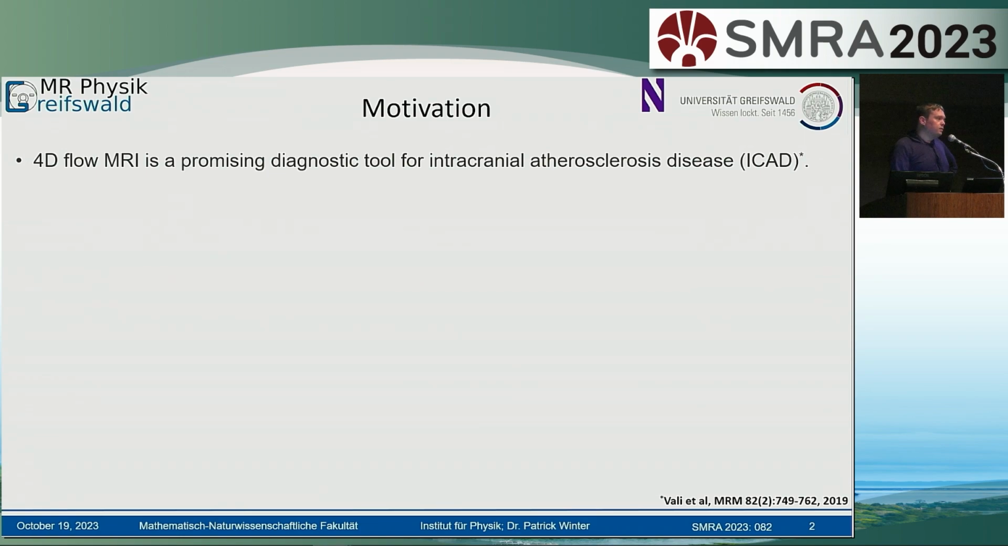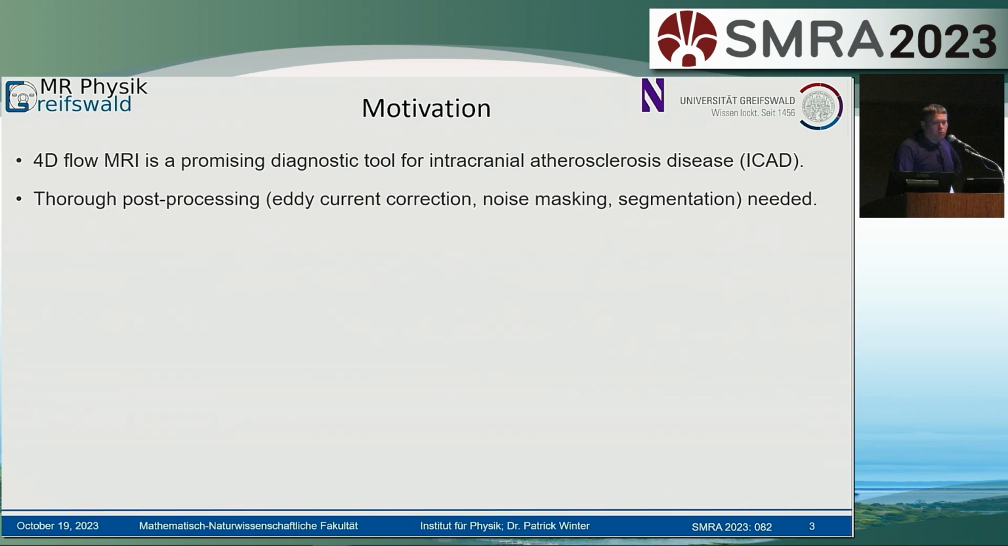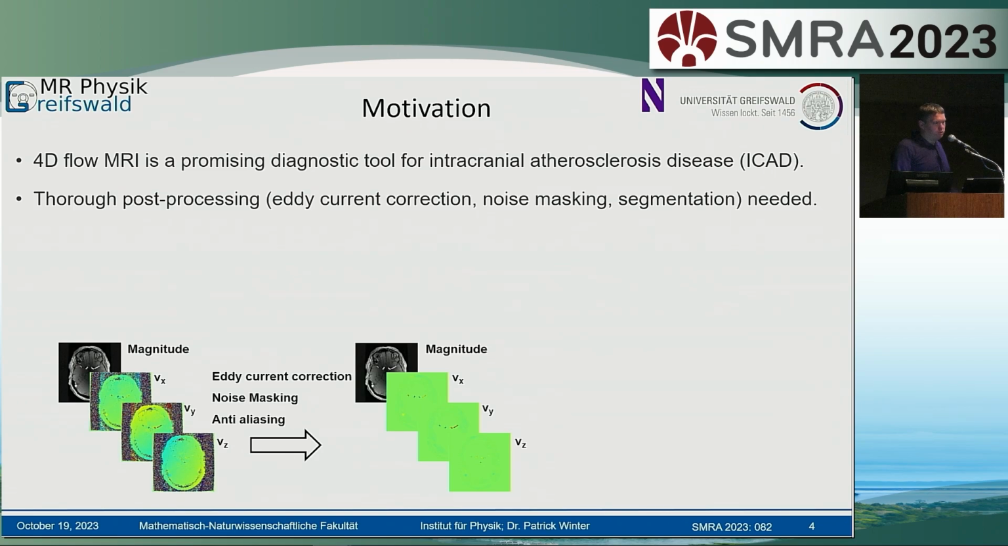4D flow MRI is a promising imaging modality and a potentially great diagnostic tool. It has already been successfully applied to studies on intracranial atherosclerotic disease, or ICAD. However, one issue with 4D flow MRI is that it usually requires a lot of post-processing, and this can be very time-consuming. Usually you have to apply some corrections first, for example an eddy current correction, followed by some noise masking, and optionally even anti-aliasing of the phase difference maps.